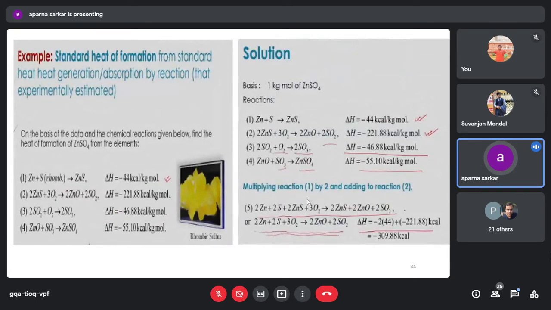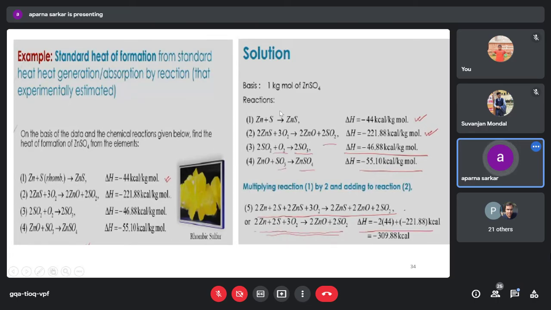Another example is there. We have some chemical reactions, and from these reactions we have to calculate the heat of formation for zinc sulfate. Same way you have to calculate. At first you just observe the equations, then you need to balance them. Suppose the first equation is Zn plus S is equal to ZnS, and the second equation you have 2ZnS plus 3O2 that gives 2ZnO plus 2SO2.